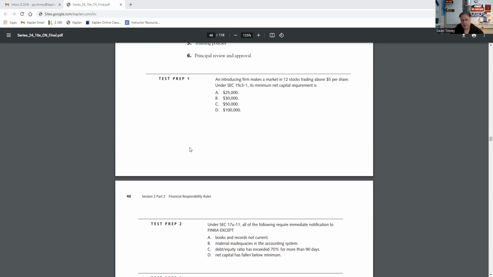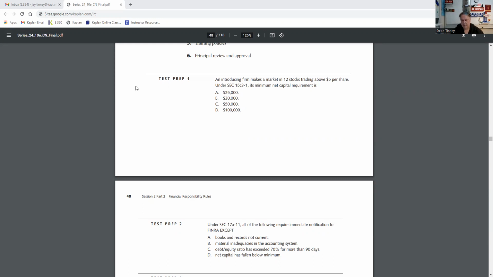Test prep 1, an introducing firm makes a market. So the trick here, remember, is if I'm an introducing firm, maybe you're thinking 5 or 50, but then it says make a market. So if you're more than one line of business, you have to rise and meet whatever that highest number is. And so here is a market maker, 12 stocks above 5 would be 2,500 per. And if it's under 5, it's 1,000 per, but we have a floor at $100,000. And so the answer here is D, $100,000.